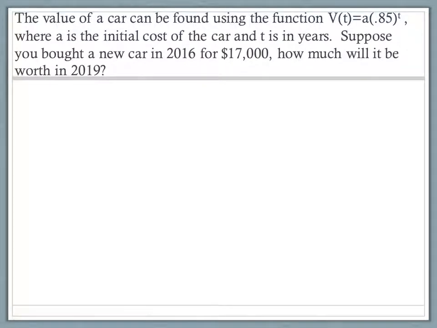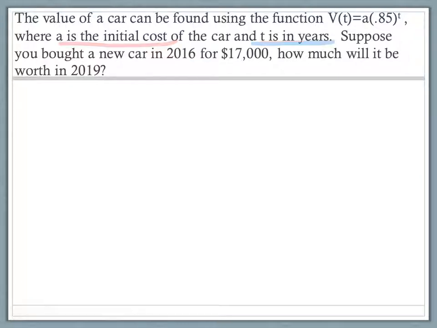Okay, the value of a car can be found using the function V of t equals A times 0.85 to the t power, where A is the initial cost and t is in years. So A is the initial cost and t is the amount of years. Okay, maybe we'll make that one blue. Perfect. Okay, now suppose you bought a car in 2016 for $17,000. How much will it be worth in 2019?